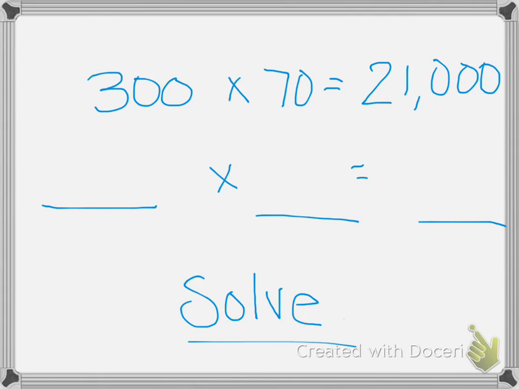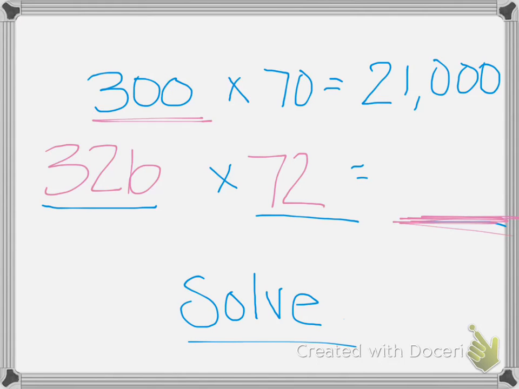Number 3 says write a multiplication problem for which your estimate might be 300 times 70 equals 21,000. So again, we have to figure out something we would round to 300. So anything above 250 and anything below 349. So I'm going to do 326 times whatever other number has to round to 70. So it can be anywhere above 65, anywhere less than 74. So I'm going to do 72. And then equals, you are supposed to solve your actual multiplication problem. So whatever numbers you came up with, you solve it on your page.